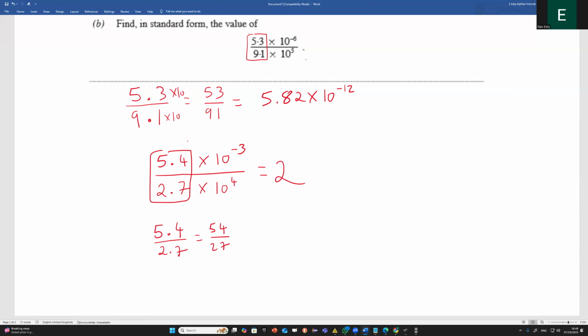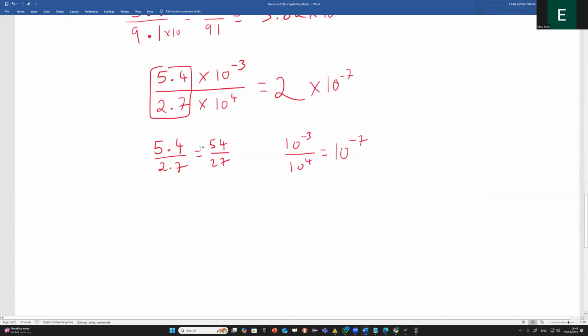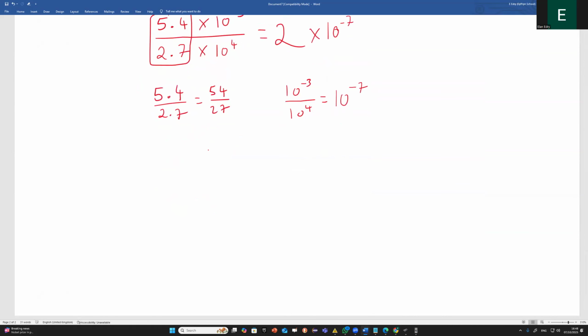Then we do 10 to the minus 3 divided by 10 to the 4. So what is that going to be? Would that be 10 to the minus 7? Excellent, minus 3 take away 4. So we have 2 times 10 to the minus 7. That's great.